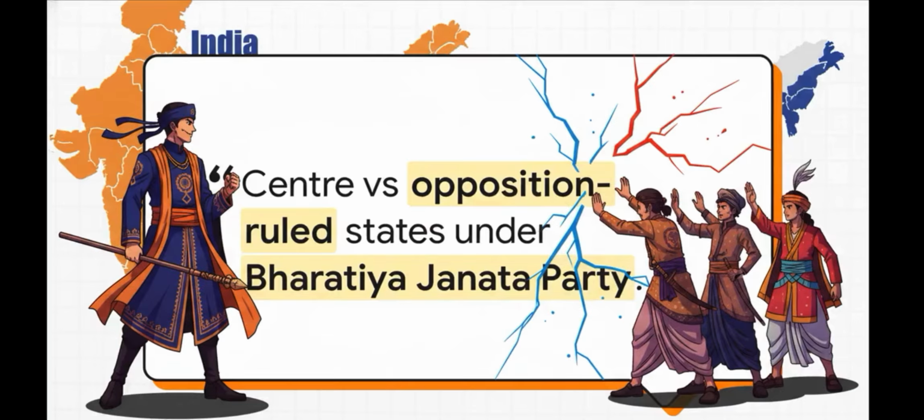And a real-world example of this conflictual federalism is playing out right now. As our source points out, there are frequent, high-profile disputes between the central government and opposition-ruled states under the Bharatiya Janata Party. It really clearly shows how deep political differences can turn that constitutional federal structure into an arena for intense friction rather than pure cooperation.